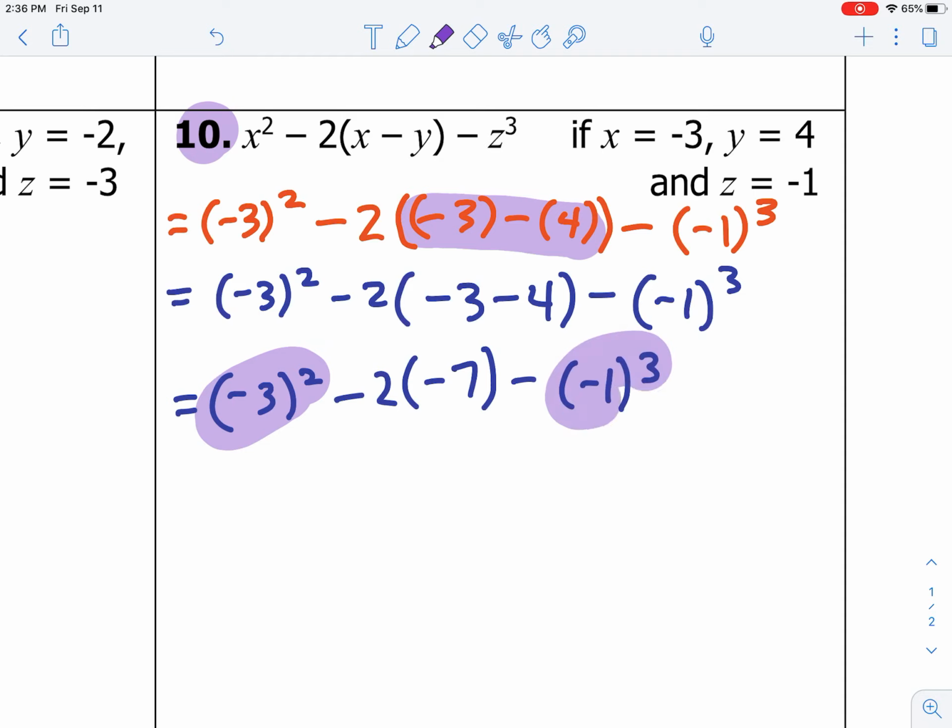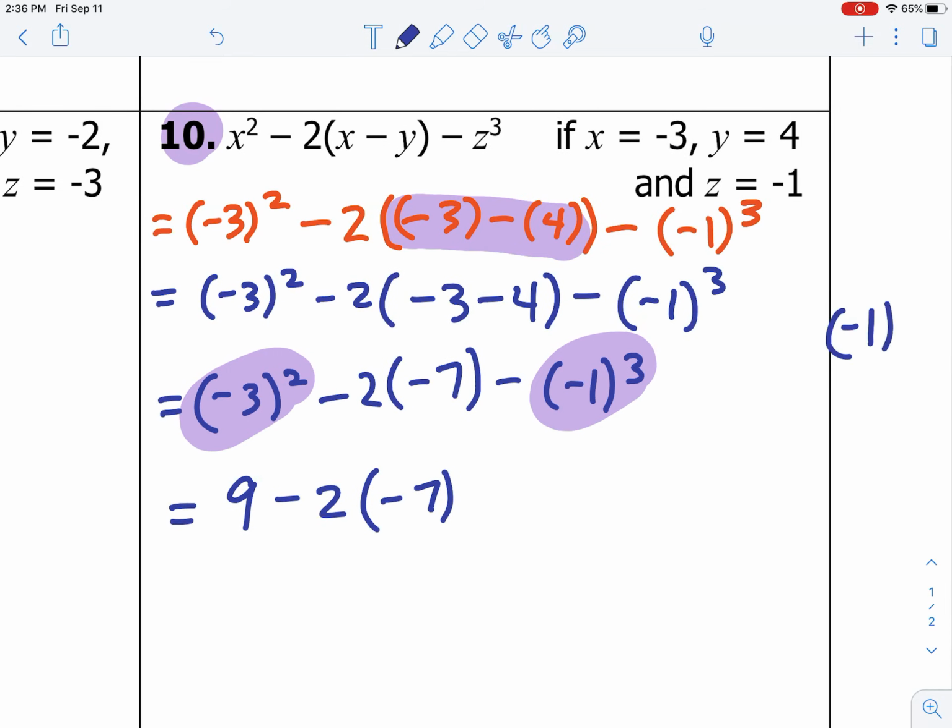From here, we need to apply our exponents. We've got two different places where we need to apply the exponents. -3 squared, we already said from the previous problem, is +9. We're going to copy down this -2 times -7.